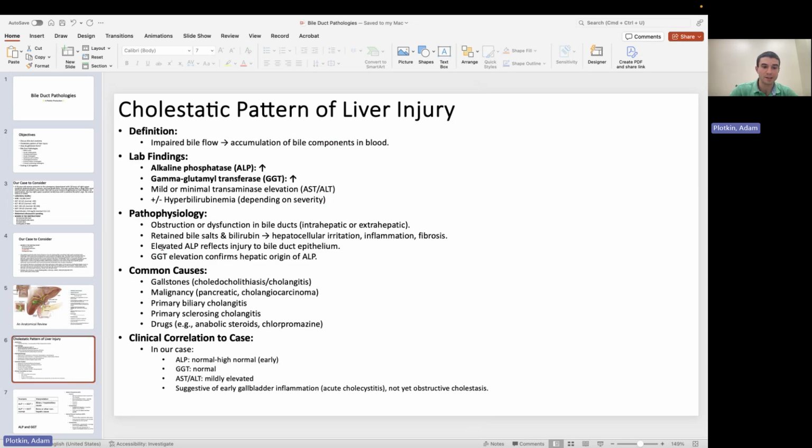So when I see the elevated ALP, that reflects injury to the bile duct epithelium, but we'll talk about why ALP itself is not super specific. The GGT confirms that hepatic origin.